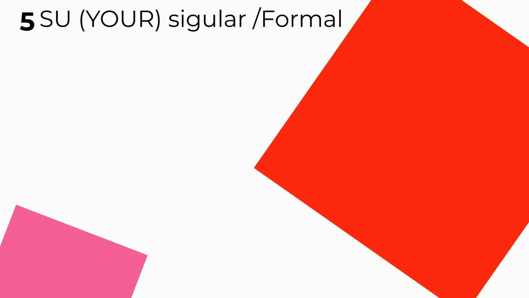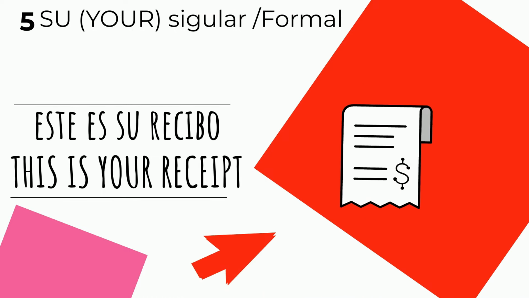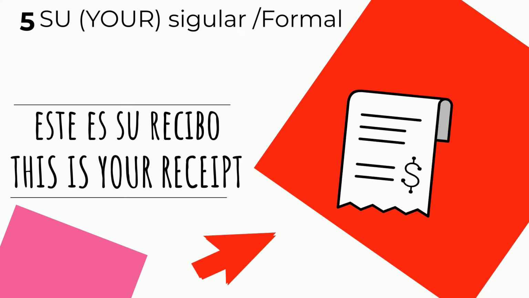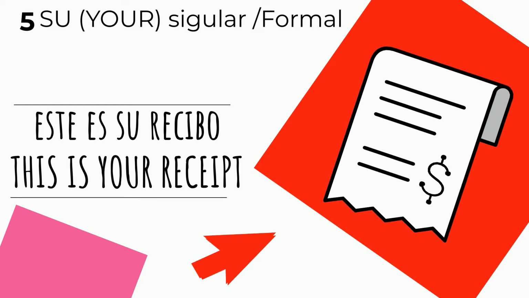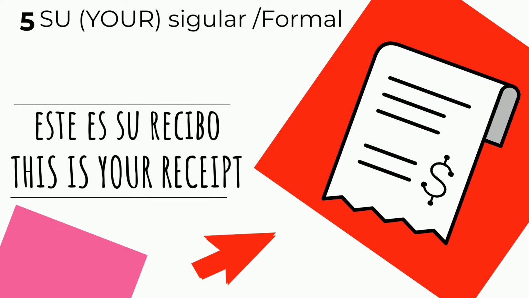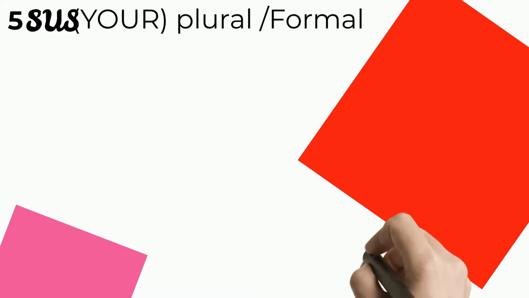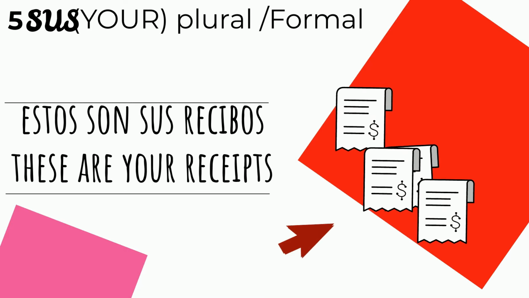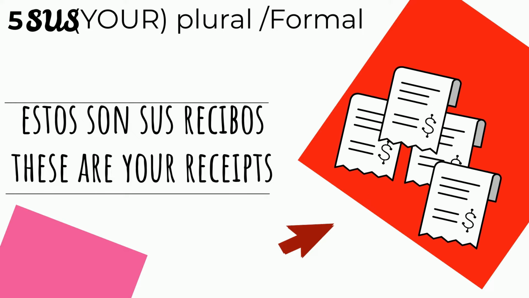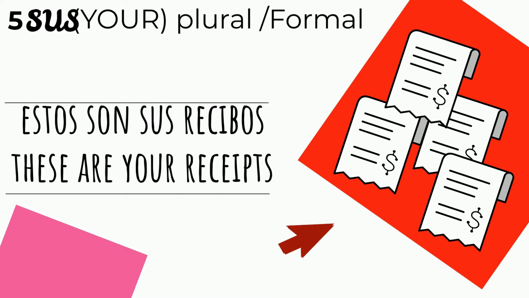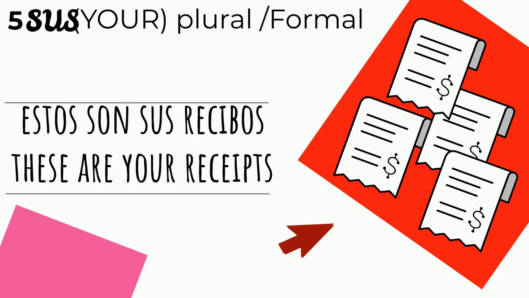Número 5. Su, your, singular, formal. So if you're talking, let's say, to the principal of your school or the president of your nation, you would say, este es su recibo. This is your receipt. This is a singular formal form of the possessive adjective. Su, your, plural. Estos son sus recibos. These are your receipts. Sus recibos.